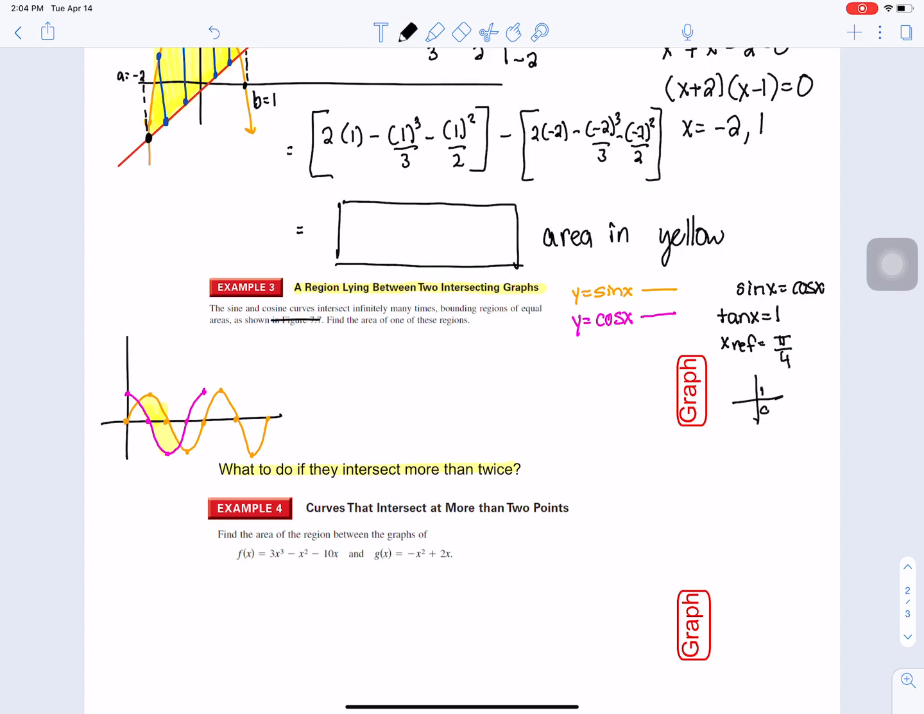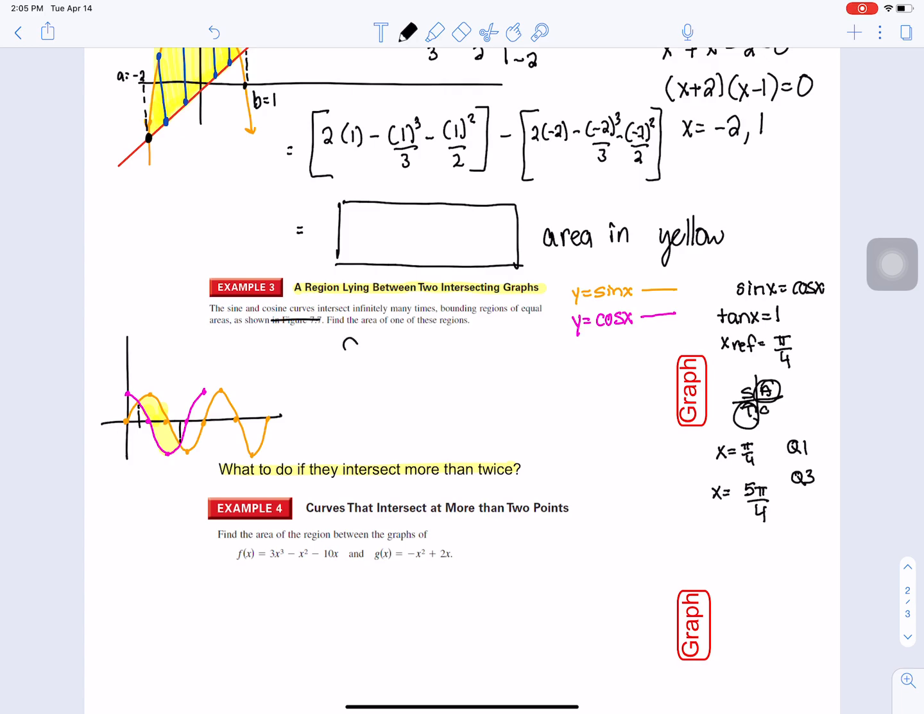Based on my CAST rule, there's 2 quadrants where tan is going to be positive. So one of them is in quadrant 1. The other one is in quadrant 3, where my rotational angle is pi plus pi over 4, which would be 5 pi over 4. So those are my 2 intersecting points. That's important because the shading starts at the first one and the shading ends at the second one.